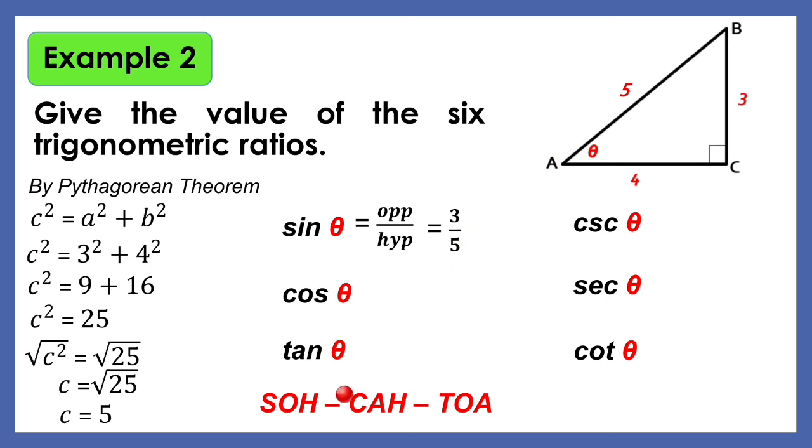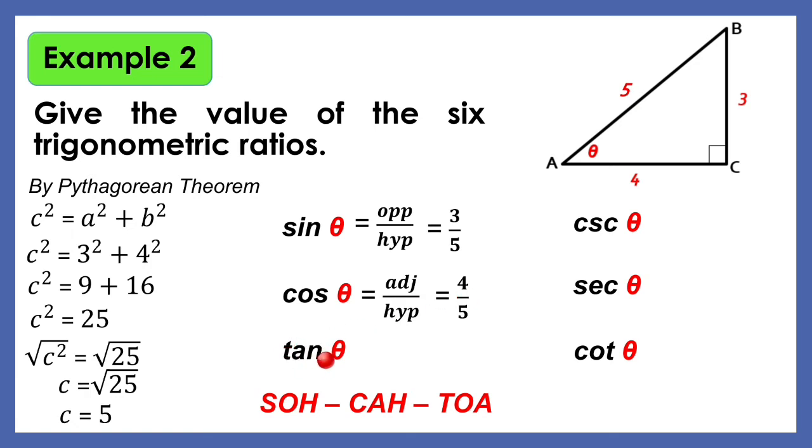Next, cosine. Cosine is adjacent over hypotenuse. Ano yung adjacent with respect to theta? That is 4. Ano yung hypotenuse? That is 5. So, ang ratio is 4:5 or 4 over 5.